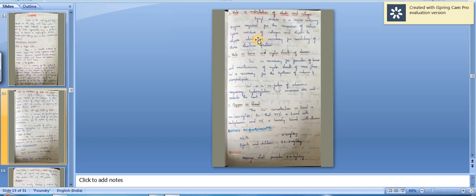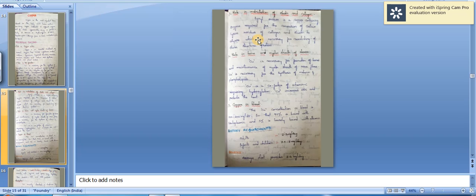Next, role in bone and myelin sheath of nerves. Copper is necessary for formation of bones and maintenance of myelin sheath of nerve fibers. Copper is necessary for the synthesis of melanin and phospholipids. Copper is a cofactor of vitamin C requiring hydroxylation. Copper increases high density lipoproteins and protects the heart.